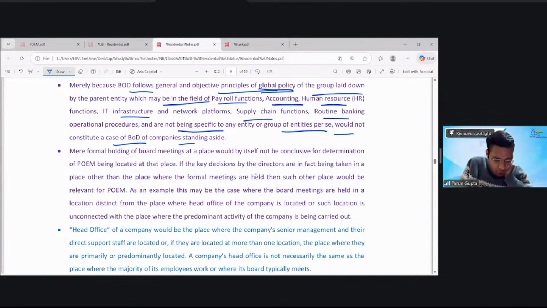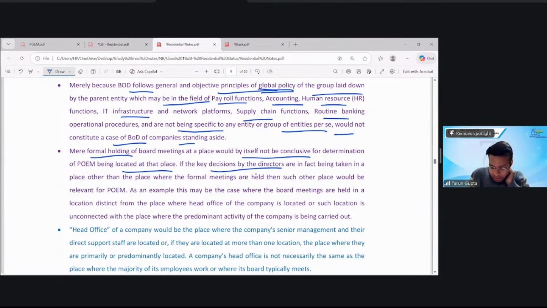Now, mere formal holding of a board meeting at a place would by itself not be conclusive for determination of POEM being located at that place. So, substance matters. Merely holding a board of directors meeting where the actual decisions are taken at some other place, maybe by some other person, maybe by a shareholder or by an advisor or by an executive committee, doesn't mean that the POEM should be at a place where the board of directors meet. So POEM should be at a place where the person actually taking the decision meets.